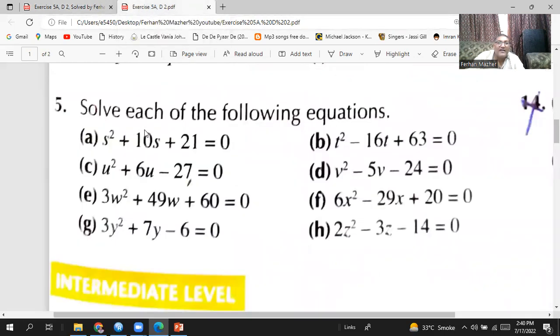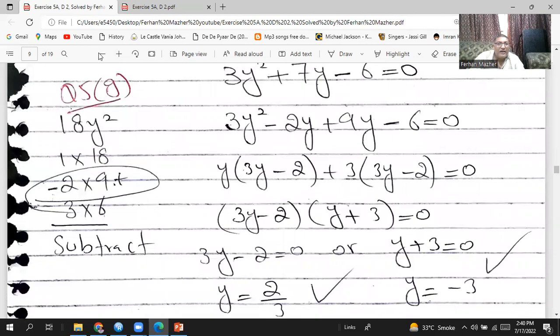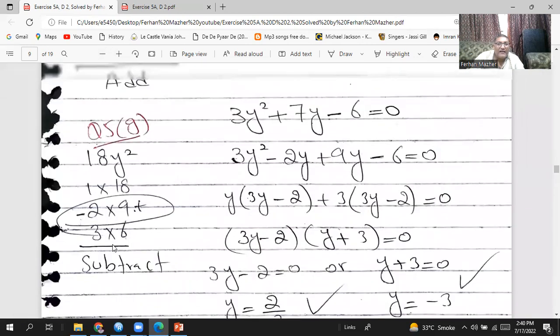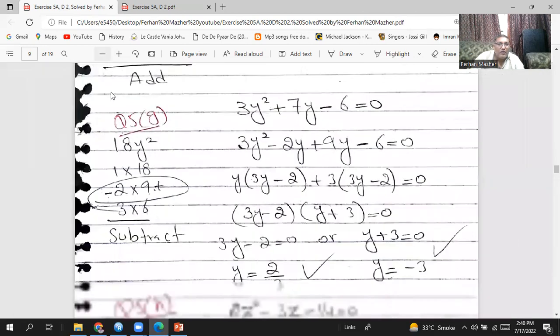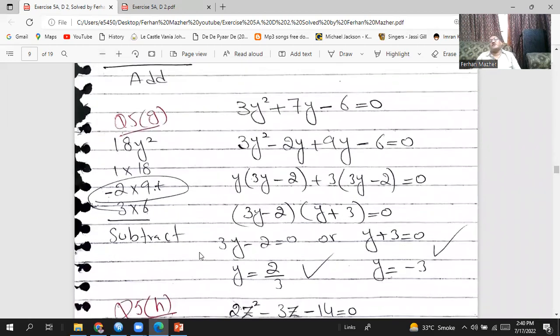I hope you understand. Okay, so we have question number 5, its G part. 3y squared plus 7y minus 6 is equal to 0. That solution is coming up on your screen, and here we go. So we will have 3 multiplied by 6, that's 18y squared. I will write the pairs of factors of 18. They are 1 into 18, 2 into 9, 3 into 6.